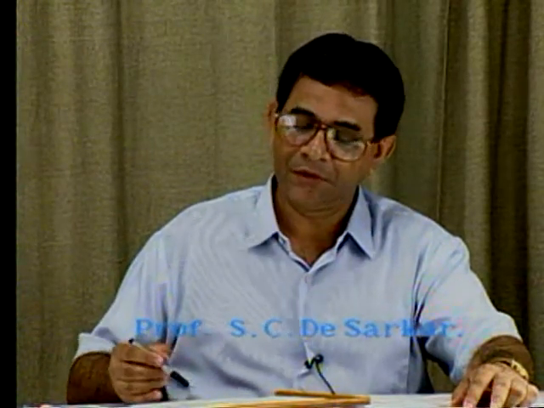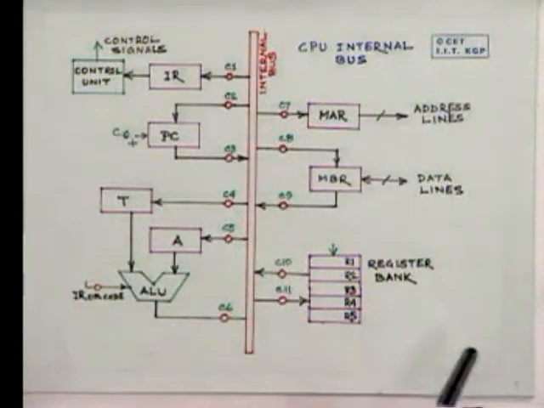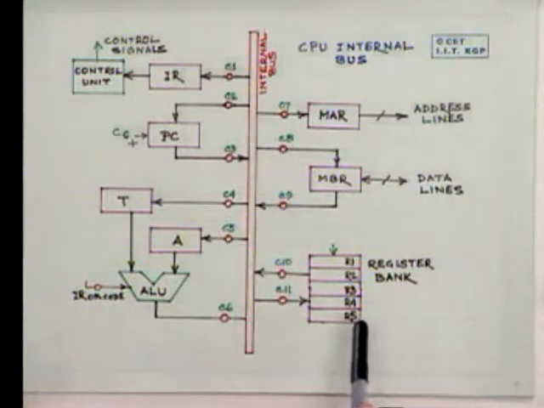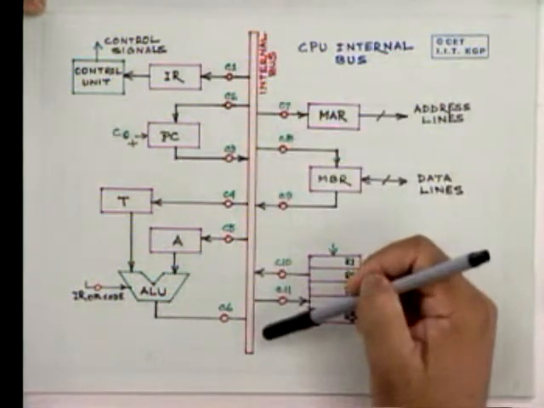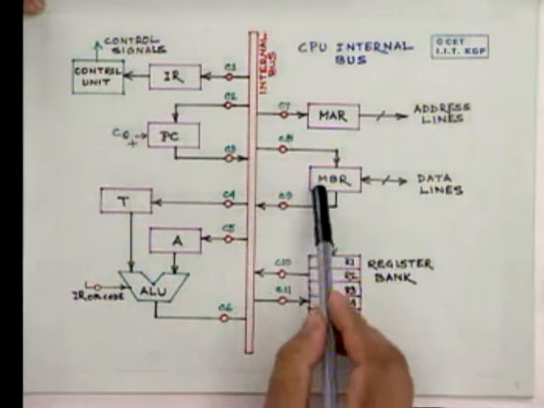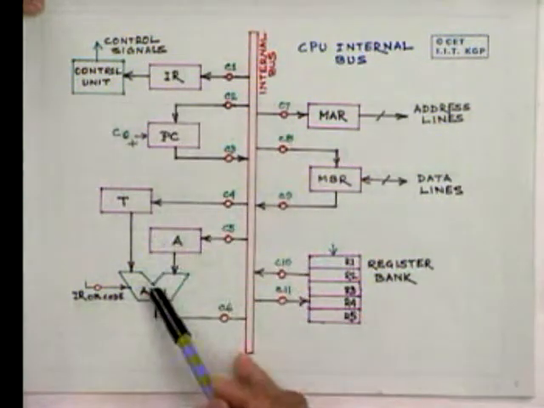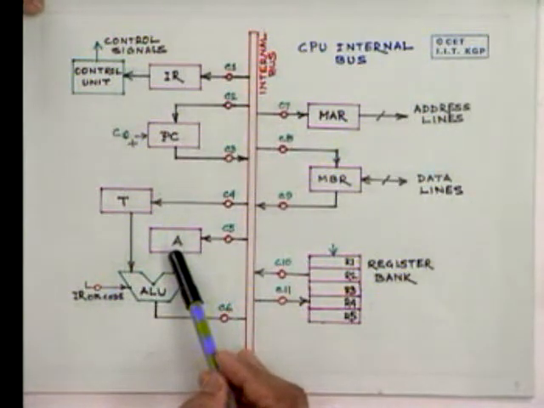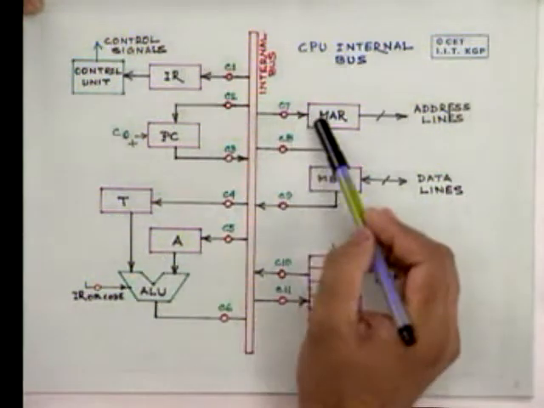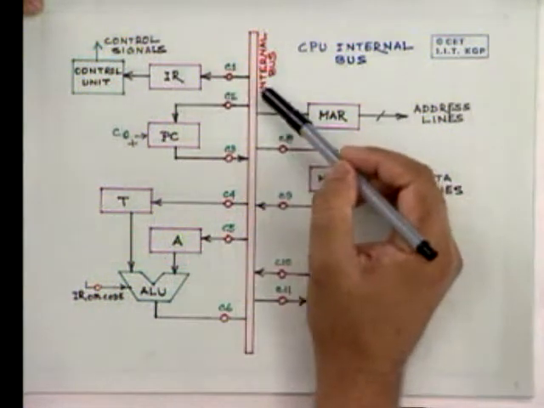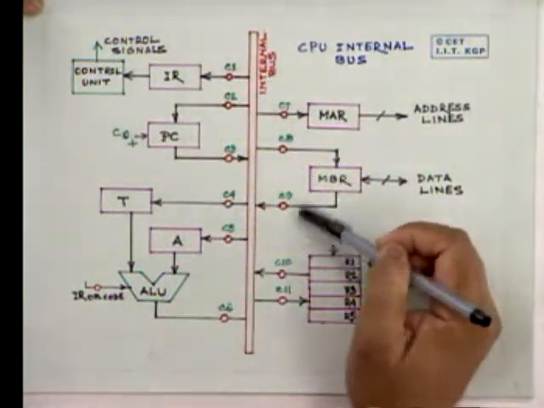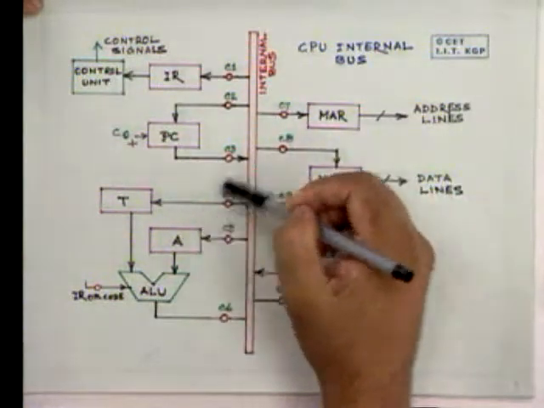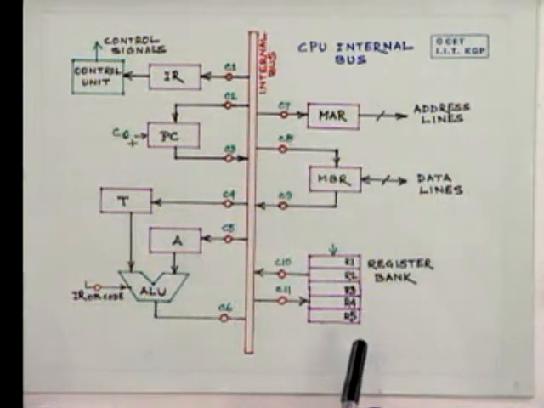Now, that is the situation of our internal organization. And you can see that we have taken a rather simplistic view. We have shown only a few registers that are needed for our discussion. But you can see that if there are more registers than those shown here, they also can be accommodated within the same framework of discussion that we are having.